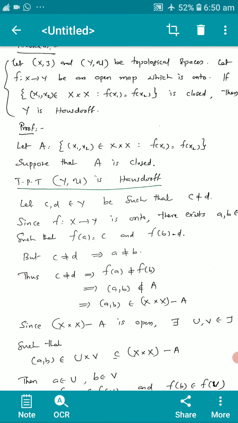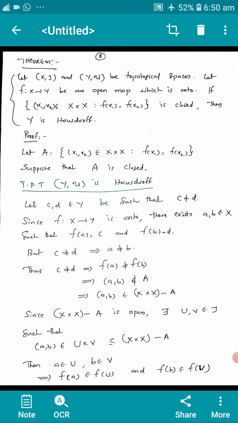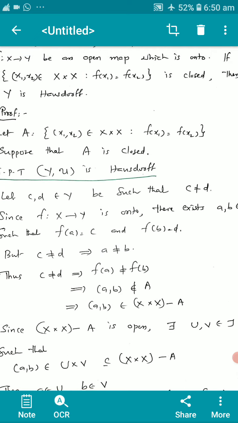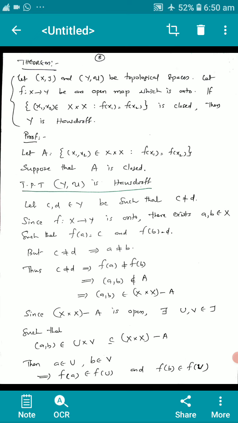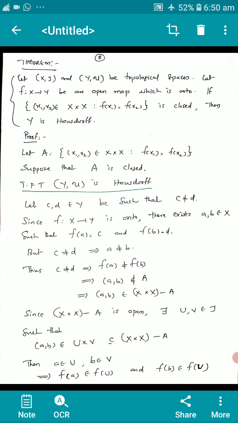Next theorem. Let X and Y be topological spaces. Let f from X to Y be an open map which is onto. If the set of (x1, x2) in X cross X satisfying f(x1) equal to f(x2) is closed, then Y is Hausdorff. You can see the proof of it: capital A is the given set, the collection of (x1, x2) in X cross X satisfying f(x1) equal to f(x2). Suppose that A is closed; we have to prove that Y is Hausdorff.